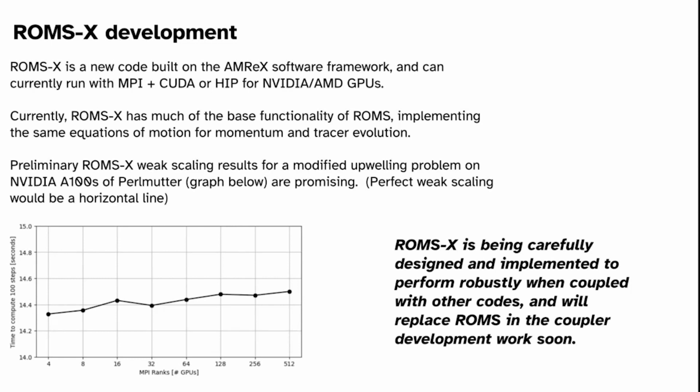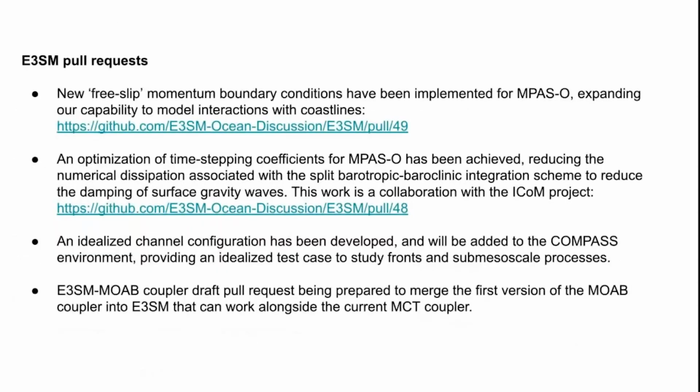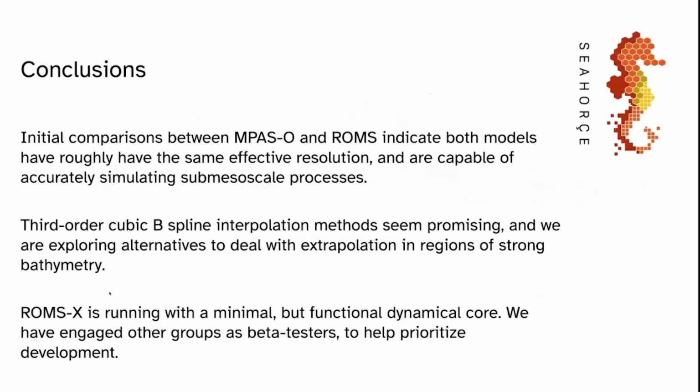So I think this means that we're doing a fairly good job of being able to use the GPUs efficiently. And we have various E3SM pull requests, so we're contributing back to E3SM: free slip boundary conditions, optimization, time stepping coefficients. We have this idealized channel configuration that you can use if you want to study fronts, and we have a draft pull request for MOAB to do some of this coupling. And I'll put my conclusions up, and we can take questions.